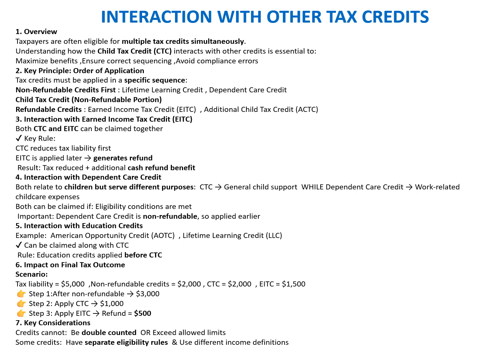So taxpayers are often eligible for multiple tax credits simultaneously. Understanding how the CTC interacts with others is essential. The key principle, or order of application, is that tax credits must be applied in a specific sequence. First we apply the non-refundable tax credits. Secondly, we apply the child tax credit, which is the non-refundable portion. Then we apply the refundable credits. In the refundable credits, we first apply the earned income tax credit, and then the additional child tax credit to get the maximum benefit.